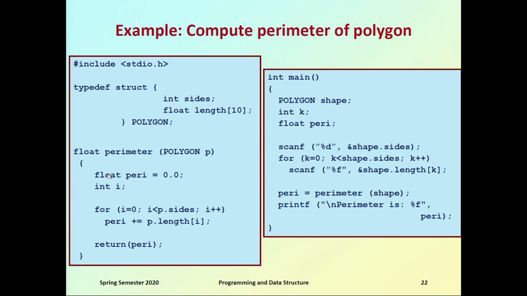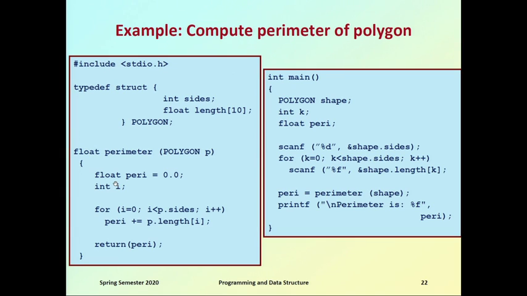So, I declare my variables. Float peri is 0.0. This is a floating point number. Int i is 1, an integer. These are simple C data types, int and float, and these are the normal variables. Peri is the real variable of floating point type, and i is of integer type.